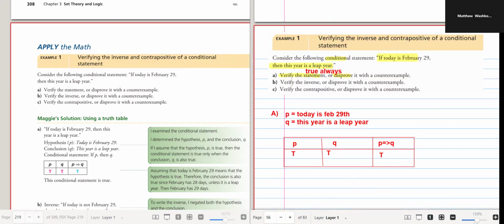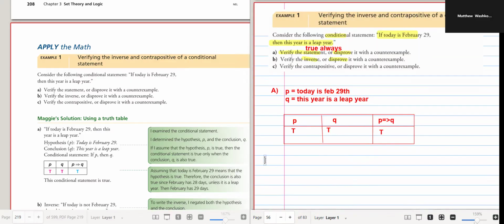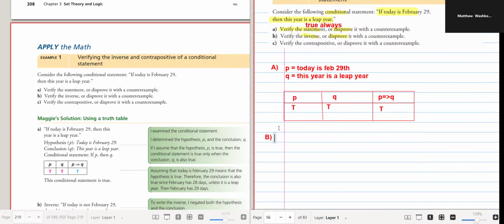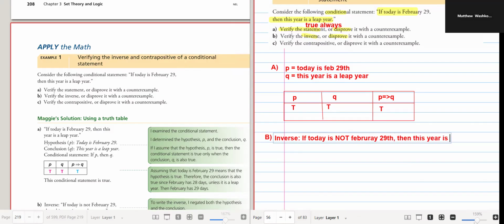So now what we want to do is verify the inverse or disprove it with a counterexample here. So for question B, what's the inverse? Remember, the inverse is the opposite, right? We don't change the order, we just add a not in front of it. You add a not before the statement. So the inverse in this case would be if today is not February 29th, then this year is not a leap year.